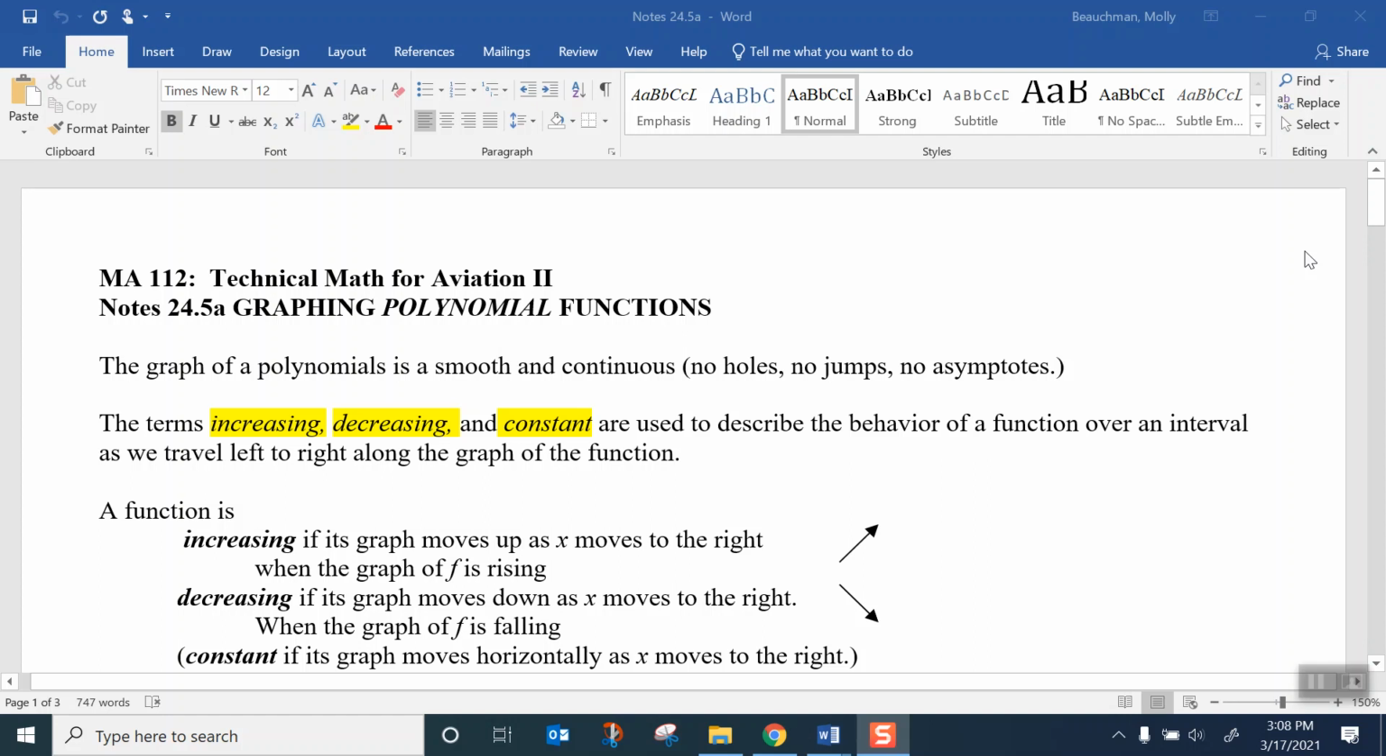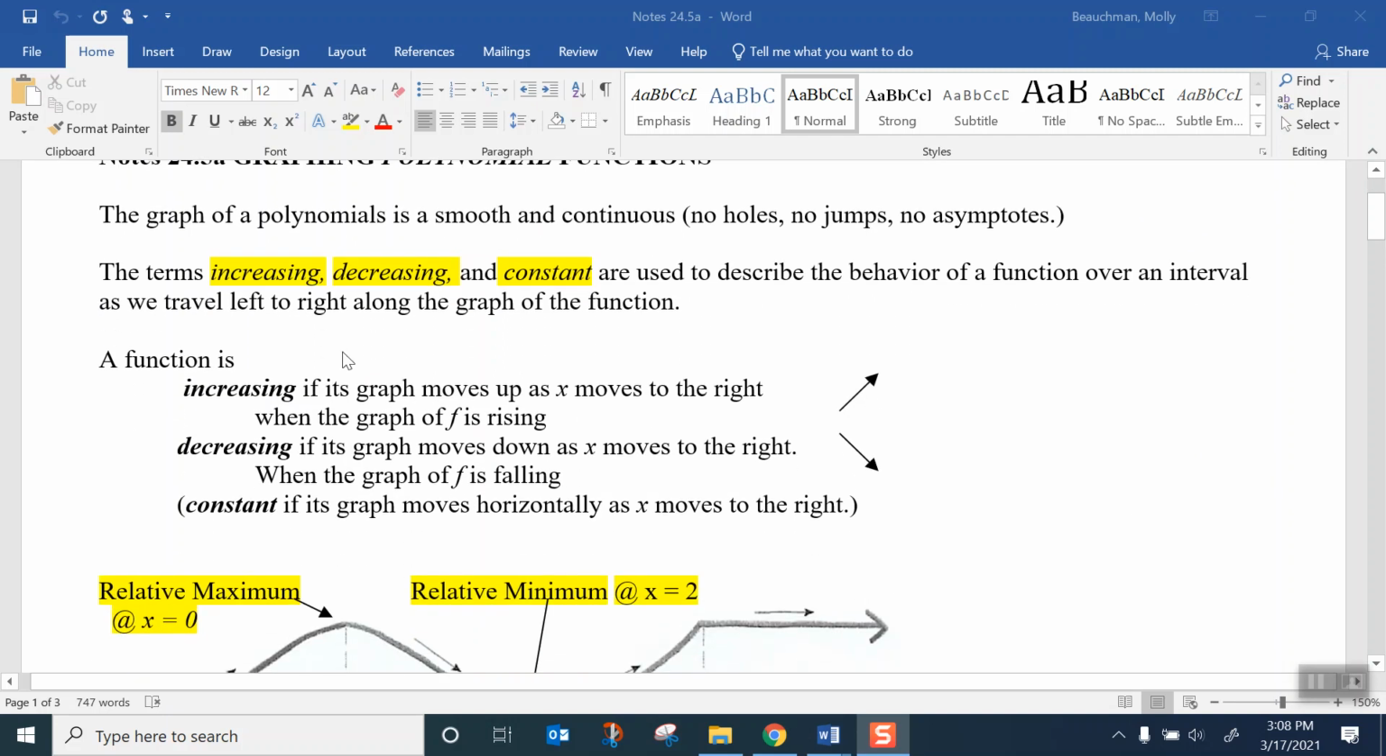In this video, we'll take a look at the first part of section 24.5a, how to graph polynomial functions. The graph of a polynomial is a smooth and continuous function, no holes, no jumps, no asymptotes. The terms increasing, decreasing, and constant are used to describe the behavior of a function over an interval as we travel left to right along the graph of the function.